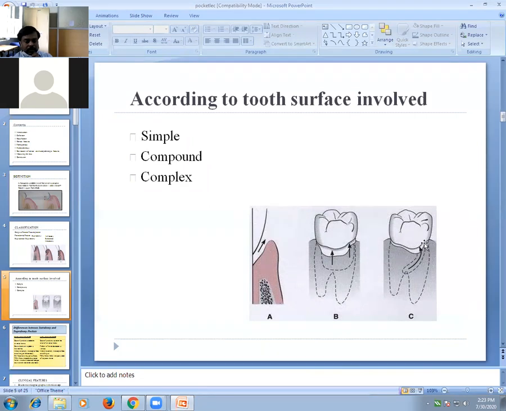Spiral means the entrance of the pocket is on one side, and it twists around the root to involve the other surface. So most commonly in Caucasian area, this is such type of pockets. Simple, only one surface is involved. Compound, two surfaces. Spiral, a complex pocket. The pocket starts from one surface, twists around the root and involves the other side of your tooth. So these pockets are most commonly in Caucasian area.